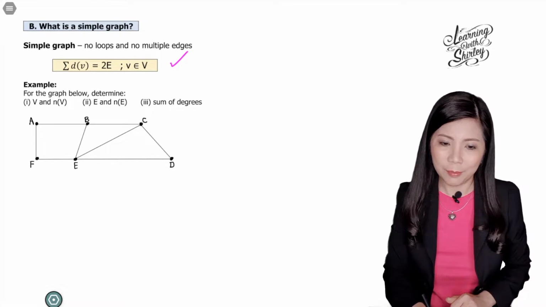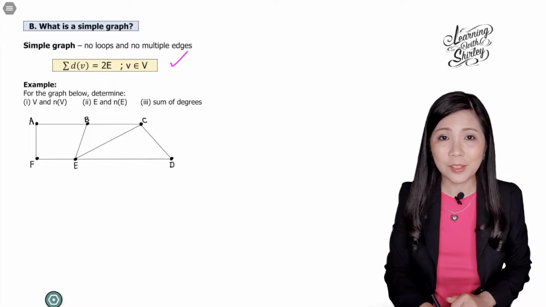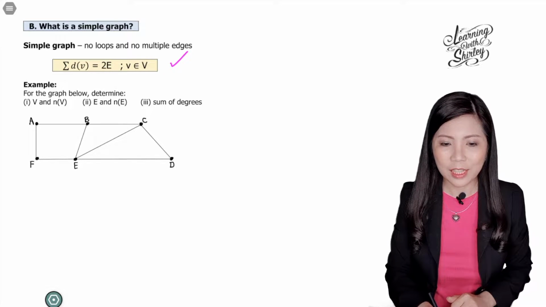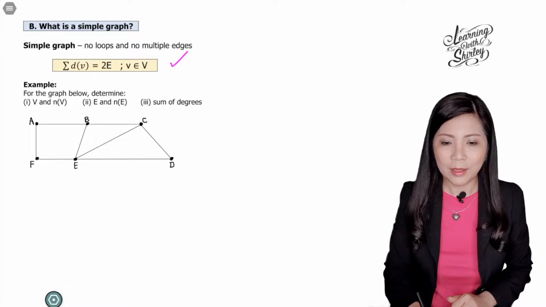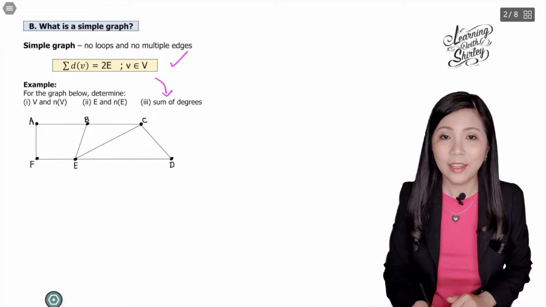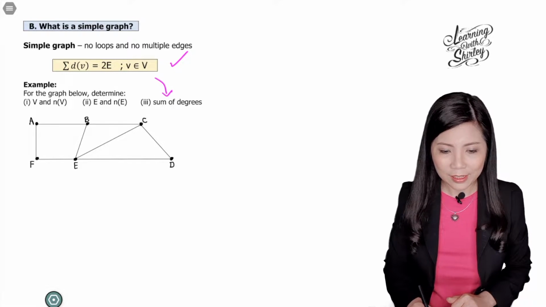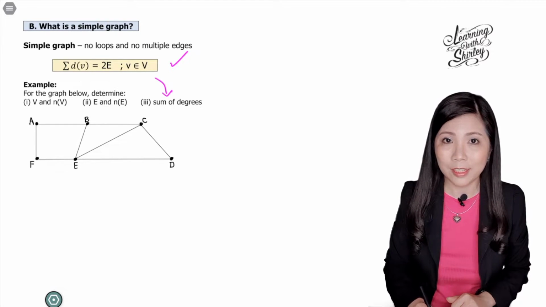Let's look at this example. For the graph below, determine number 1, V and n(V), where V stands for vertex and n(V) stands for the number of vertices. Number 2, E and n(E), where E stands for edge and n(E) stands for the number of edges. Then number 3 is the sum of degrees, so we're going to apply this formula here. Let's look at this diagram. In this diagram, we have A, B, C, D, E, F. These are the vertices.